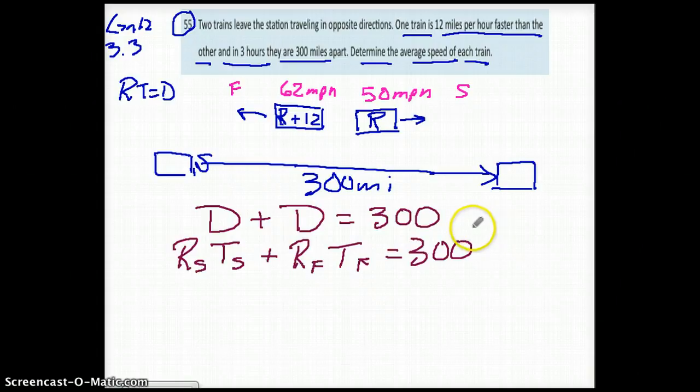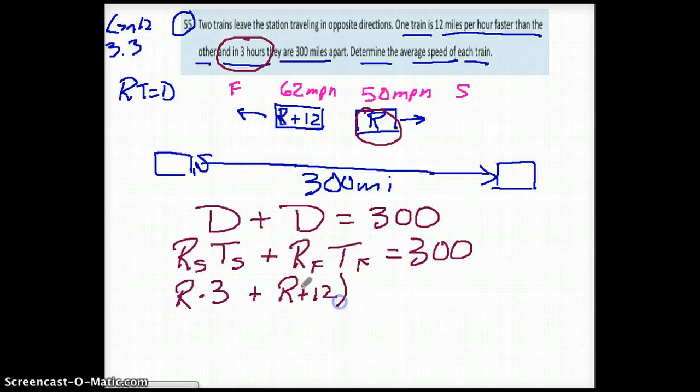All right, that's really nothing new there. But one thing we do know is that the rate of the slow train, we're calling that R. So I'm going to put an R here. Now, the time of the slow train. Well, the key is right here. In 3 hours, they left at the same time, and they end up being 300 miles apart at the same time. So they're both 3 hours. Plus the rate of the fast train is R plus 12 times its time, which is the same, 3 hours, is equal to 300.